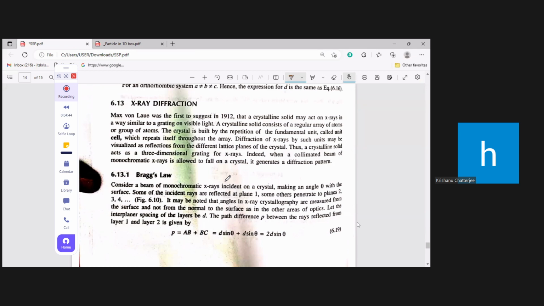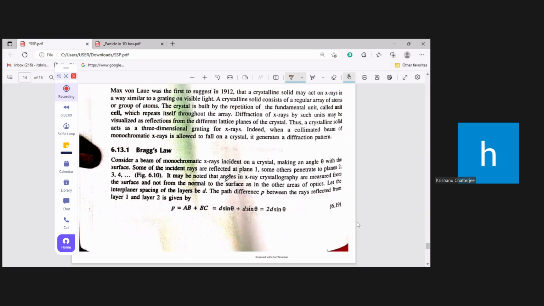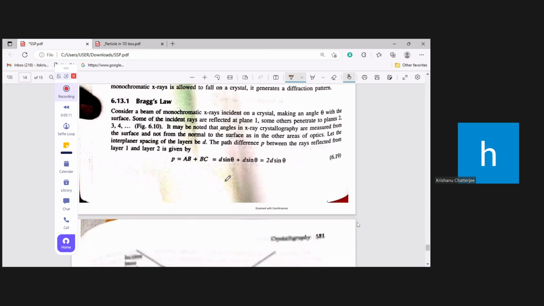Actually, those are diffracted. Why? Because the wavelength is comparable to the atomic dimension, and hence those are diffracted. But the thing is, this diffraction we actually treat as reflection. Okay, actually we have Bragg's law of diffraction, but we are treating that one as reflection. What is this Bragg's law?